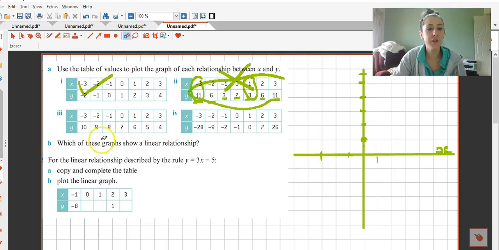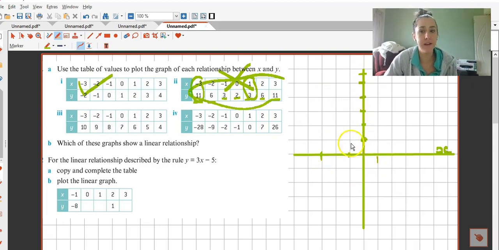Let's go to number 3. Get my pen out again. As you can see, the x values, they've just decided to work with -3 up to 3 and derive their y value from that. So x is equal to -3 and I'm going up to 10. Again, I'm going to go by 2's because I don't have enough intervals here. So 2, 4, 6, 8, 10.